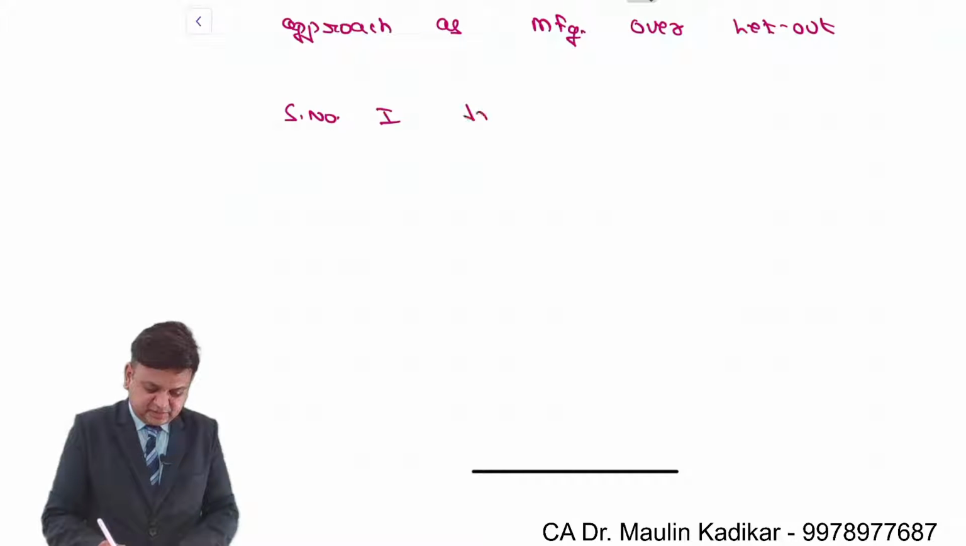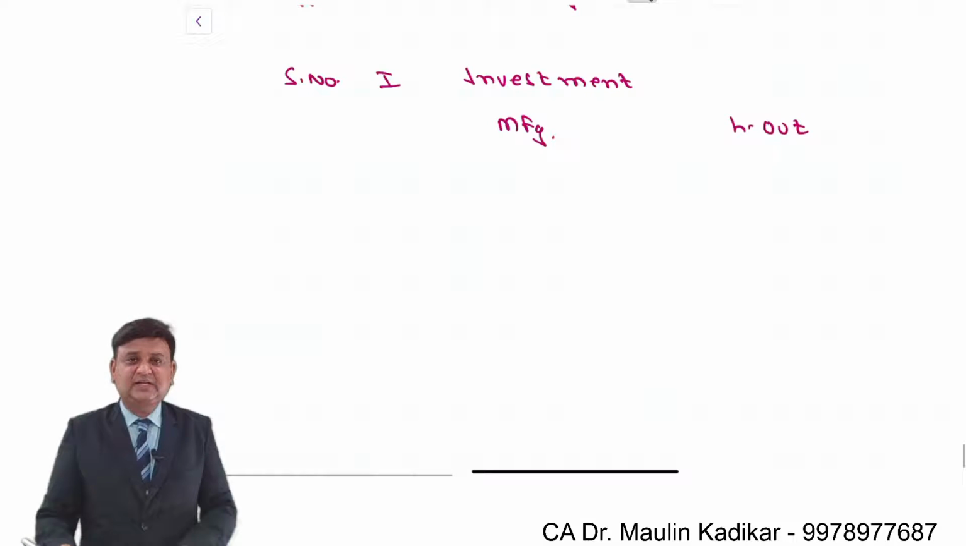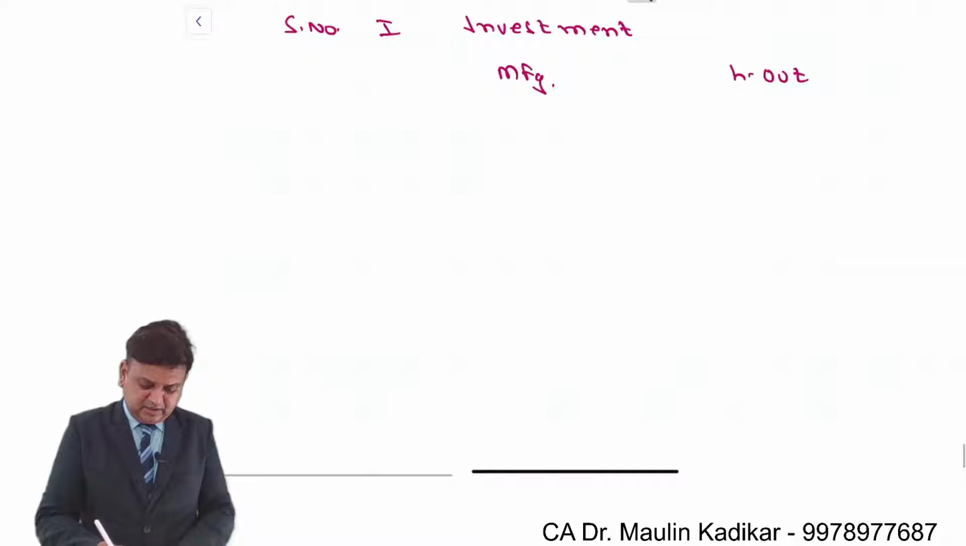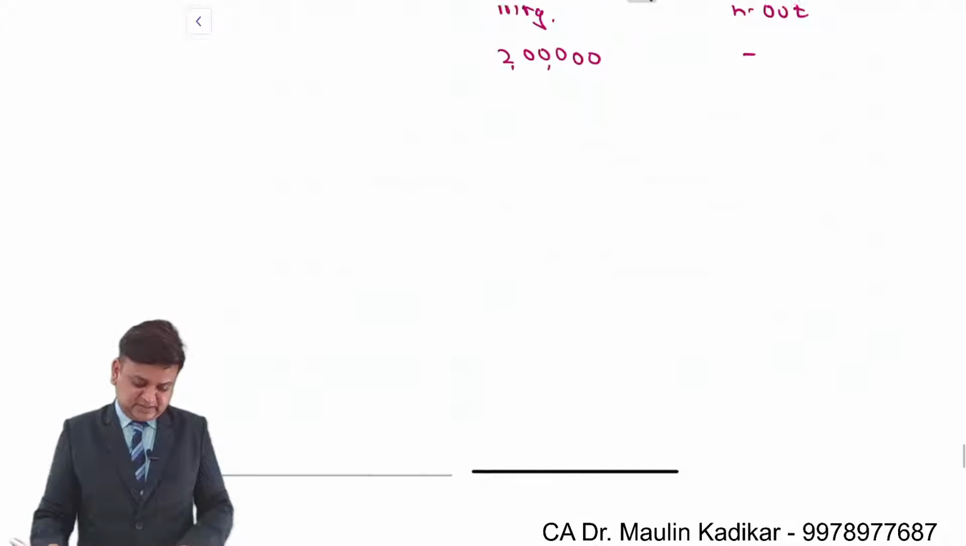Step number 1, investment. Manufacturing and let out. We understand that in case of the manufacturing, investment is 2 lakhs. And in case of let out it is 0, so the incremental investment is 2 lakhs.